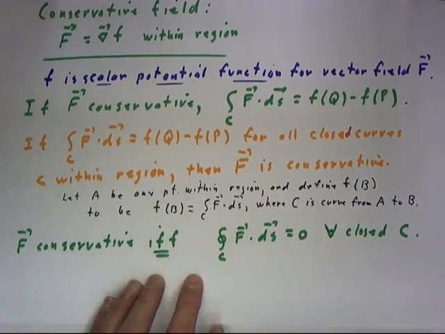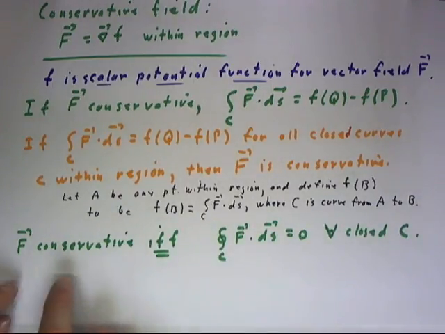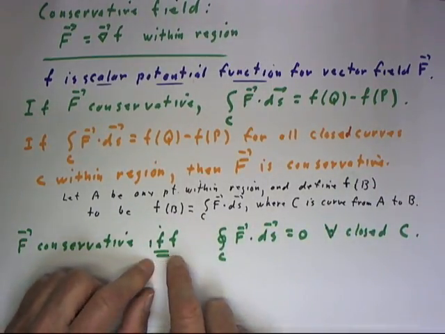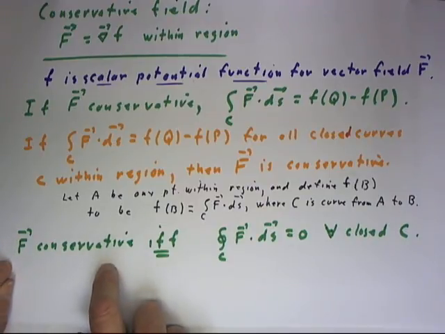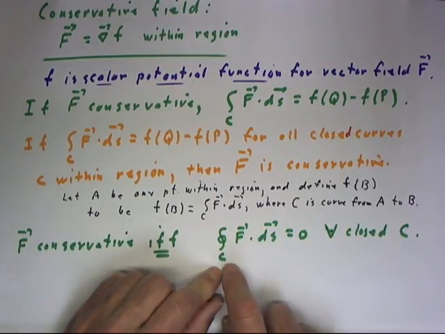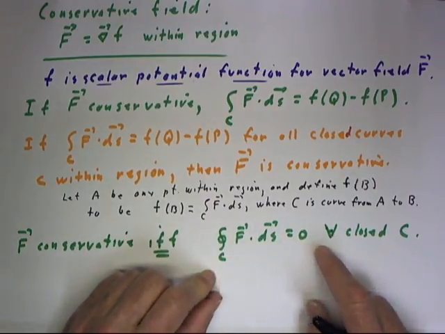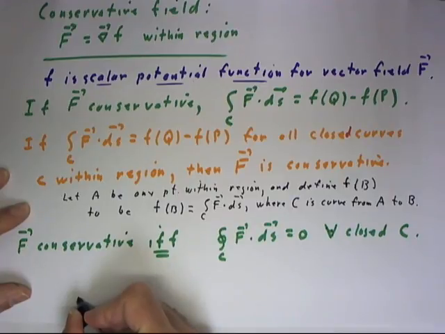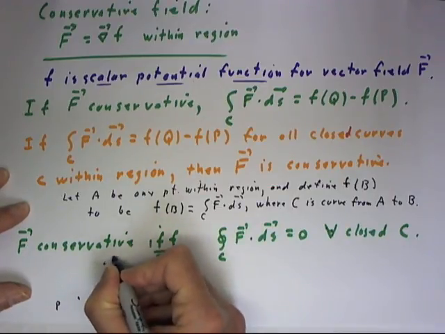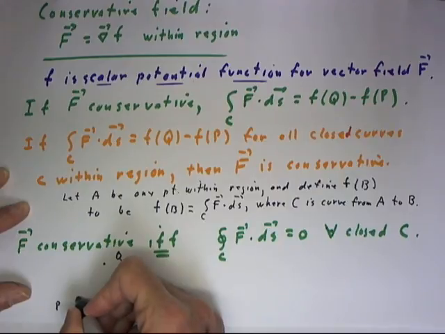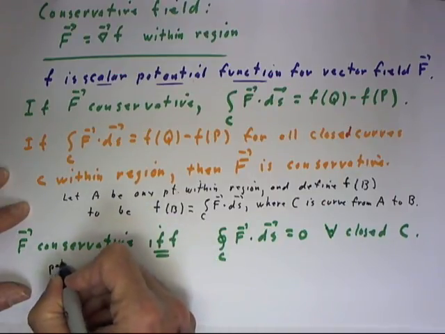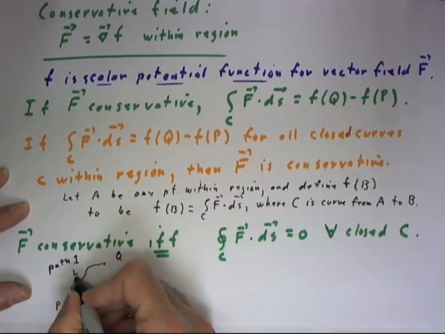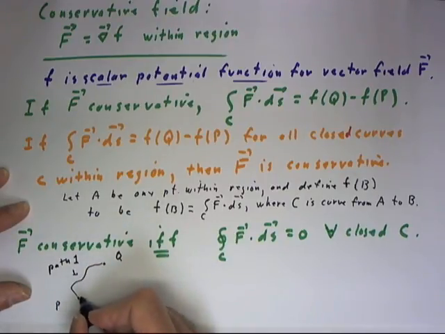Now there's another condition. That is that function F is conservative if and only if, meaning that F being conservative is equivalent to this condition. F is conservative if and only if the integral over any closed curve of F dot ds equals 0. And the basic picture corresponding to this is simply we have a point P. We've already seen this picture, a point P and a point Q. We have one path from P to Q, and we have another path from P to Q.